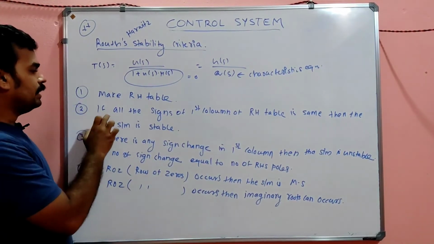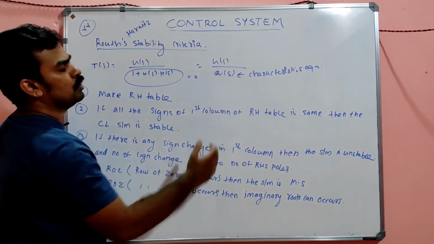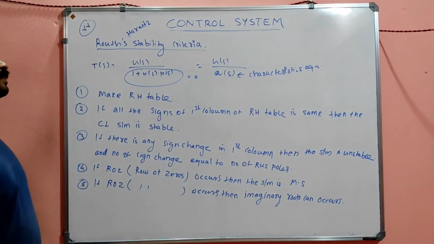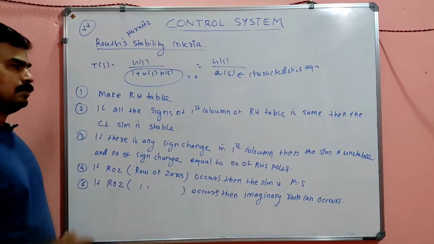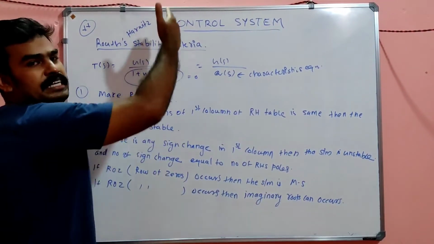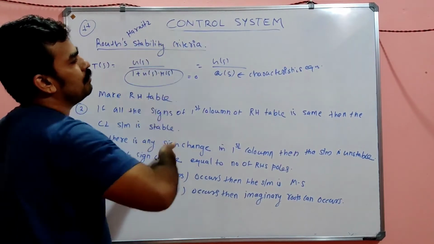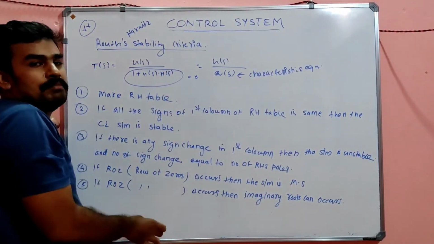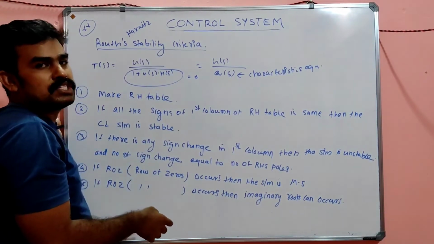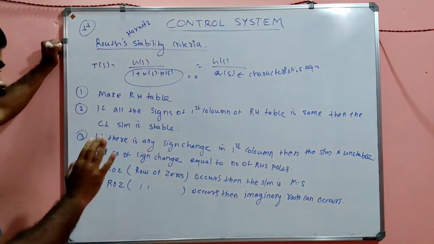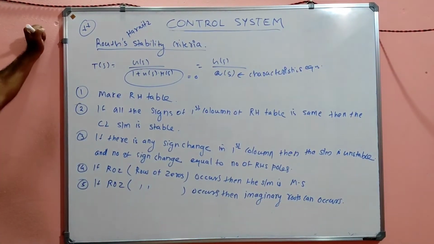If all the signs of the first column of the Routh table are the same, then the closed loop system is stable. I will discuss that later. After that we will form so many columns. If there is no sign change in the first column, then the system will be stable. I will explain, don't worry. If there is any sign change in the first column, then the system is unstable.